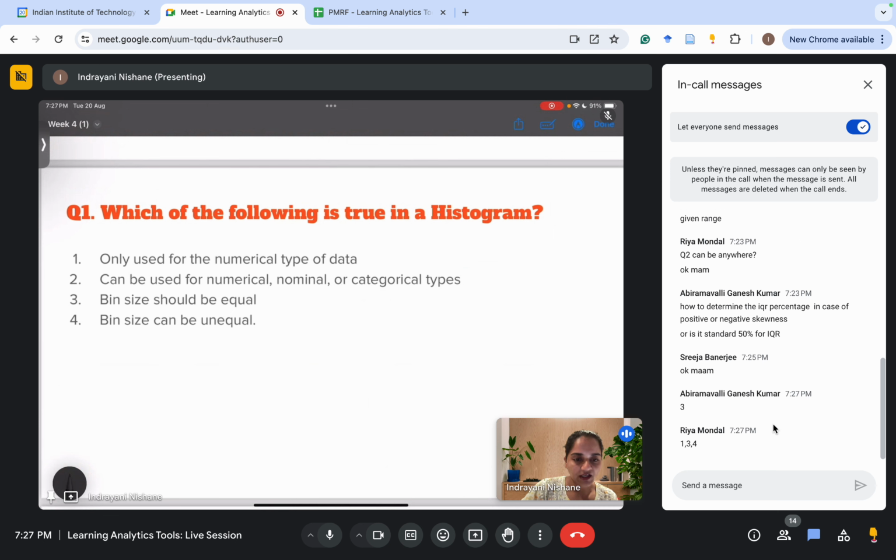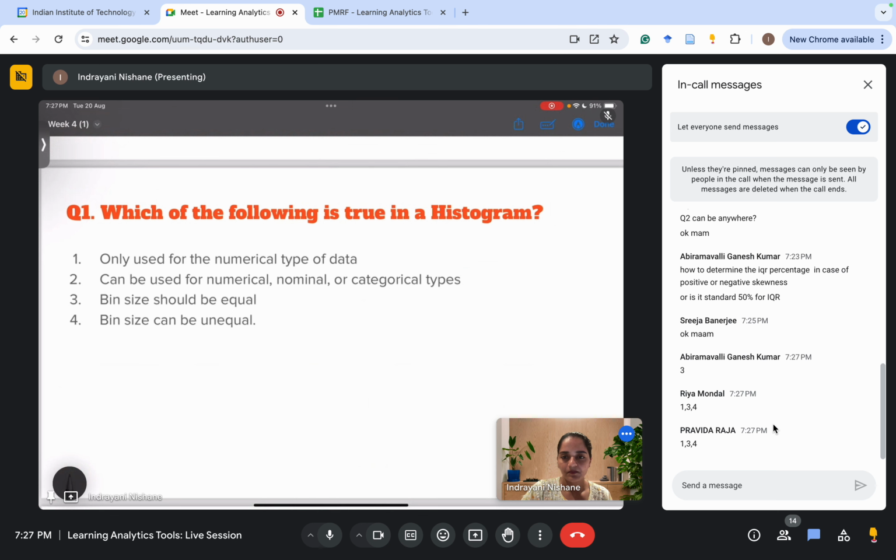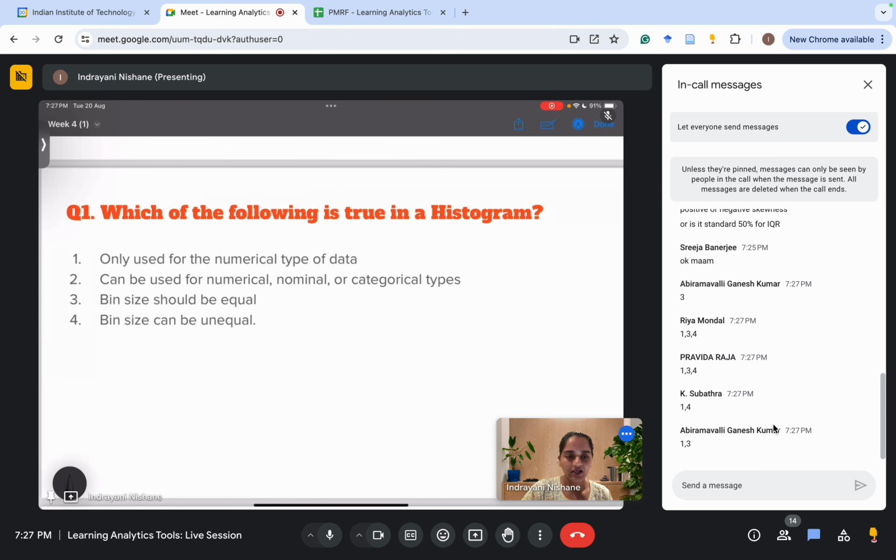I am just getting one answer. Please mark your answers in the chat box. Okay, I'll wait for a few more seconds. I just have 3 answers. There is no consistency in the answers given in the chat box. Okay, I'll just read all the columns: 1, option 3, 1, 3, 4, 1, 3, 1, 4, and 2. So that means you're covering all the options. Let's read all the options and try to understand them.